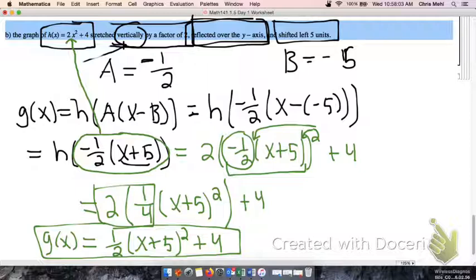Make sure you do a lot of practice on this section, especially with the horizontal transformations, just because everything is backwards, right? When you multiply, you divide. When you add, you subtract, and vice versa. Okay, so make sure you spend the extra time looking at that.